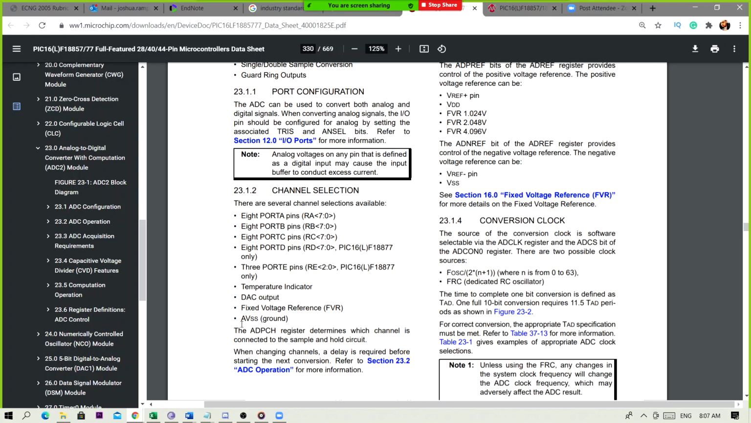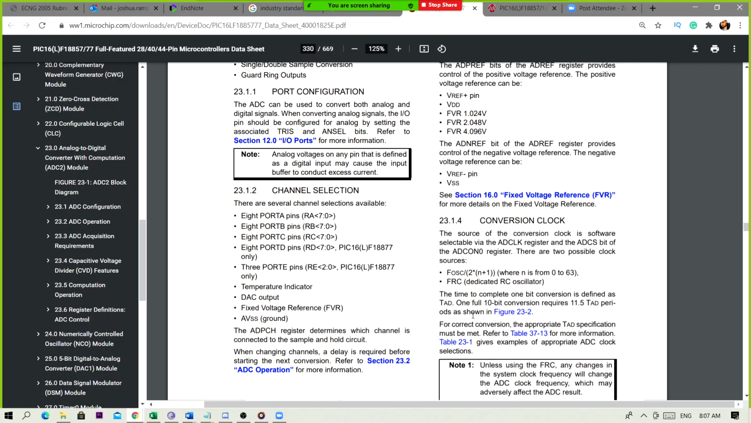Now how do we determine? Read the next sentence. The ADPCH register determines which channel is connected to the sample and hold circuit. So if you want to know which pin you're converting, this is the register we're interested in. Now what we want to know next is what to put in that register. We could find the ADPCH at the end of this section 23.